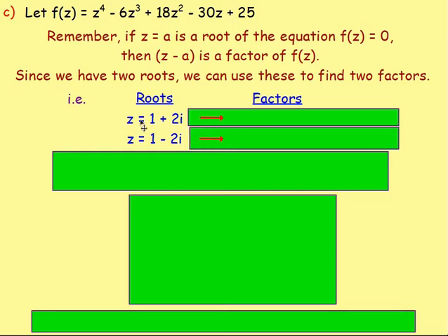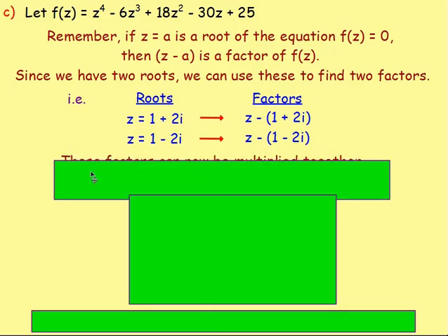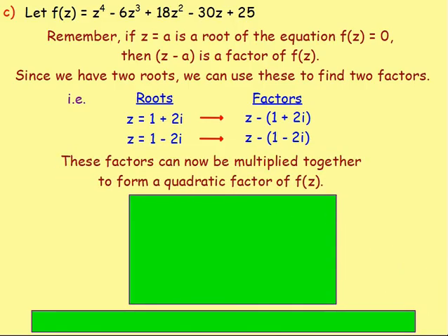So a factor then, well, the factor is when you would have z take away that and you would get it equal to 0. So really what we've got is you would have z take away that 1 plus 2i. And for another factor, you would have the z take away that 1 take away 2i. So they would both be factors. What we can do with them, because they are both factors, we could multiply them together in order to find a larger quadratic factor. So let's do that.